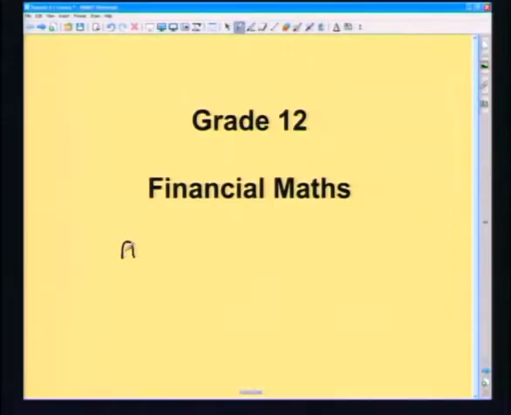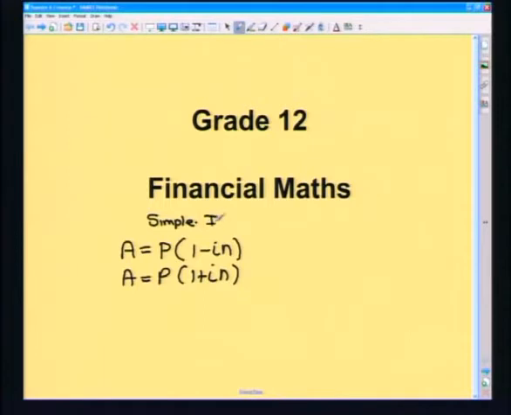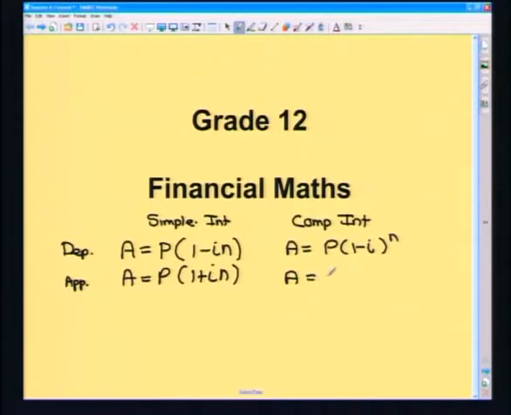Now at this moment in time we know that A equals P(1 minus in) and A equals P(1 plus in). And remember, we learned that these were both simple interest. And this one was for depreciation, and this was for appreciation or inflation. Then over here, we had our compound interest formulas. And therefore, for depreciation, we've got A equals P(1 minus i) to the power n, and for inflation or appreciation, P(1 plus i) to the power n.